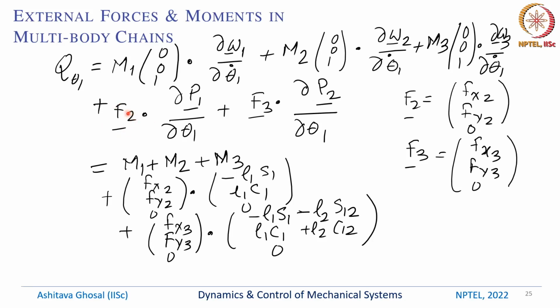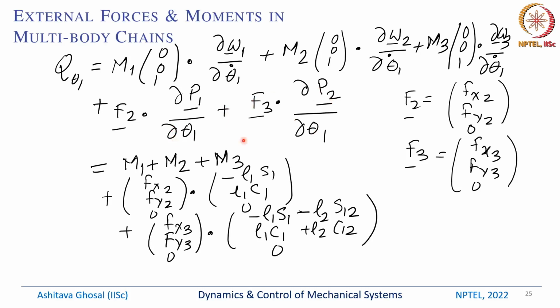Likewise, the dot product of the force with respect to the partial of P1 with theta 1 we can compute because we know the position vector. We can find out what this is. P1, remember, was L1C1 plus L2C12, that is the x component. The y component was L1S1 plus L2S12. So we can find the partial of that position vector with respect to theta 1. Likewise, we can find the partial of the position vector of P2 with respect to theta 1.